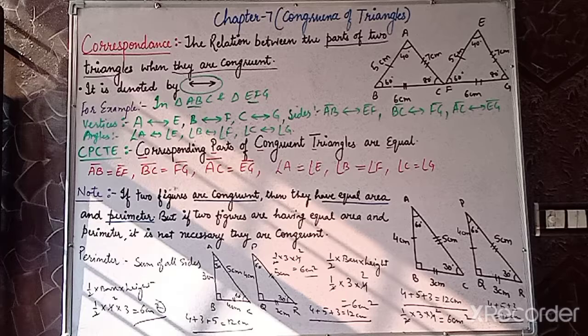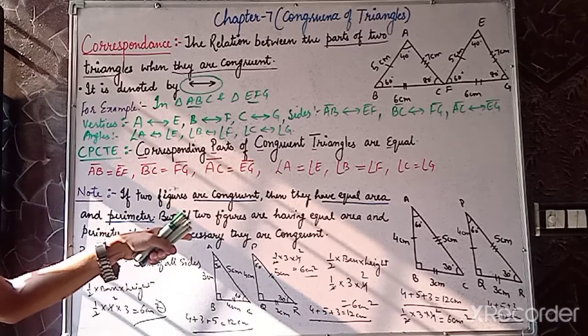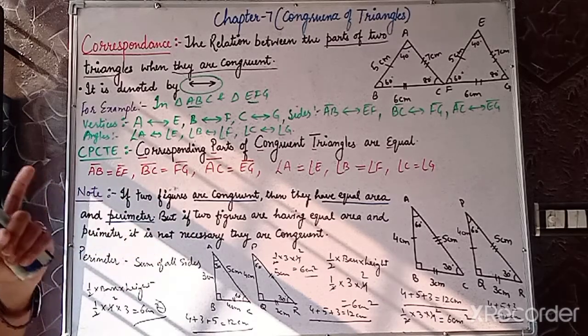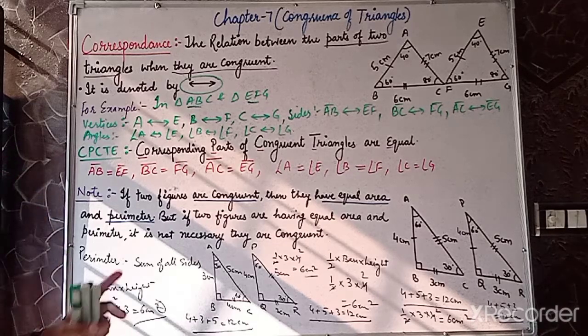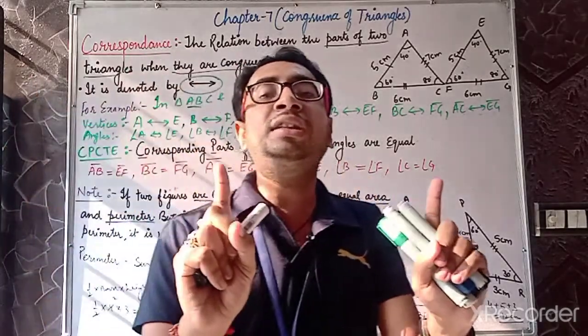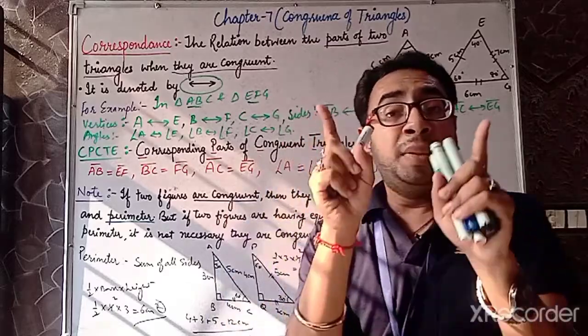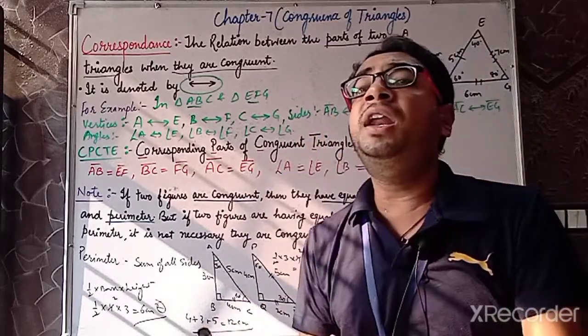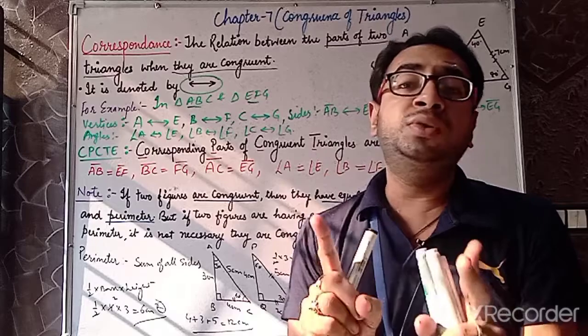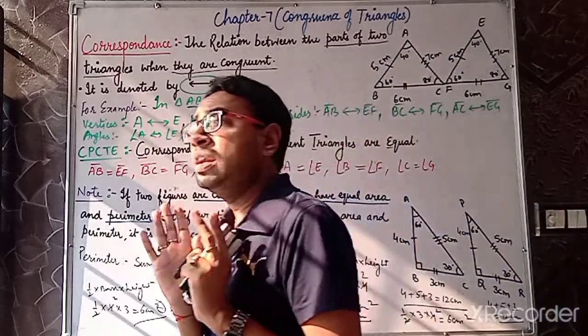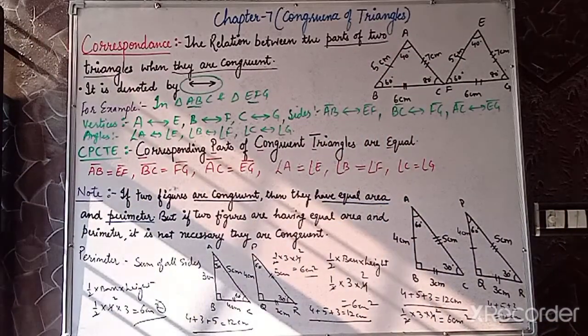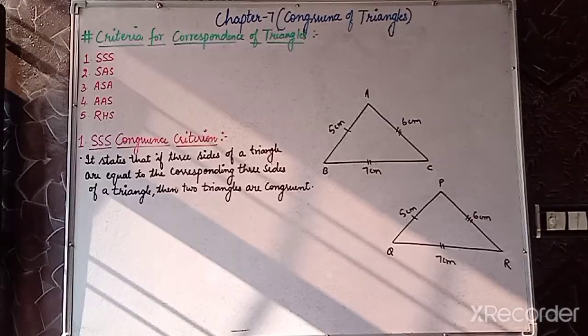So if two figures are having the same area and perimeter, don't immediately jump to the conclusion that they are congruent in nature. No, the vice versa is not true. If two figures are congruent in nature, definitely they'll be having equal area and perimeter. But if two figures are having equal area and perimeter, we cannot conclude that they are congruent in nature. Are we clear with this concept? Now let's move on to the conditions for two triangles to be congruent.